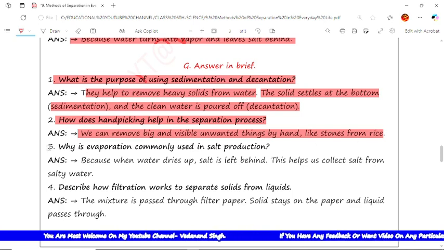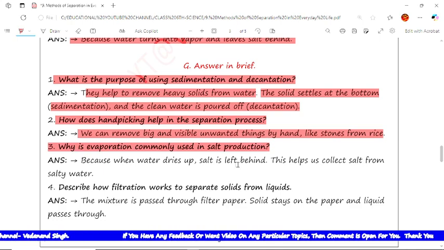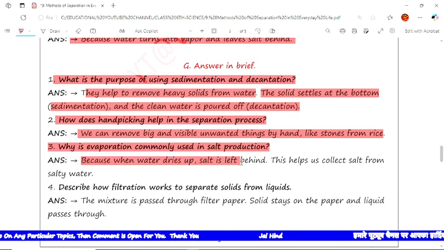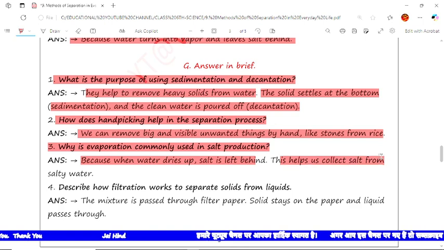Now the next question is: why is evaporation commonly used in salt production? The answer is that when the water rises up as vapour and dries up, salt is left behind. This helps us to collect the salt from the salty water.